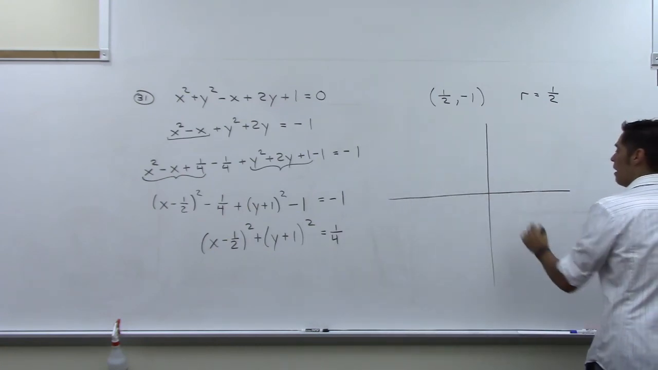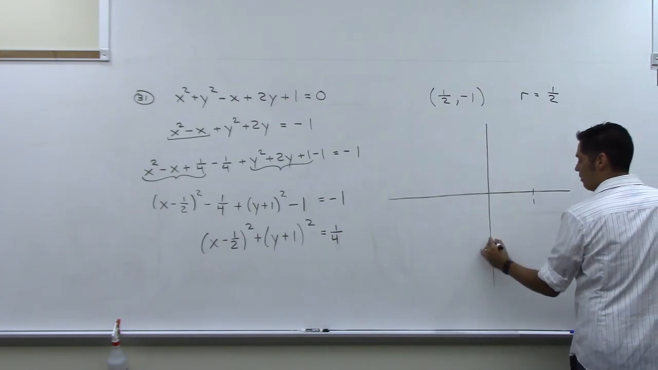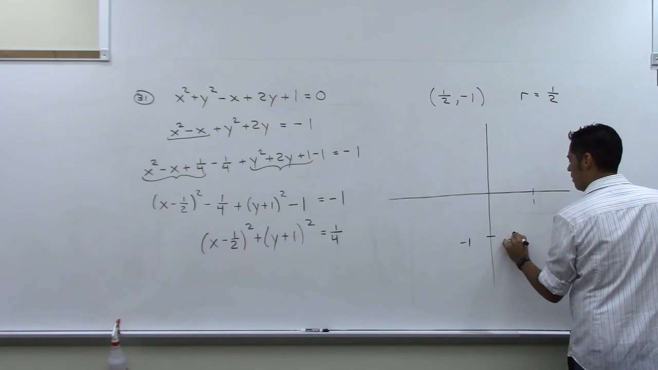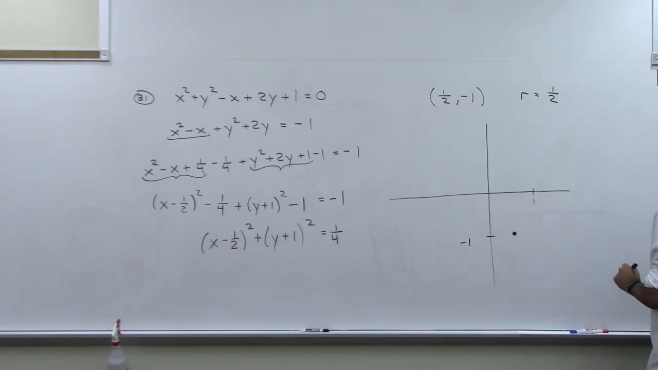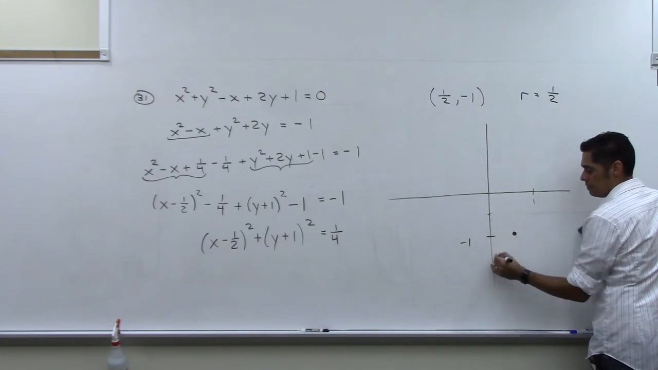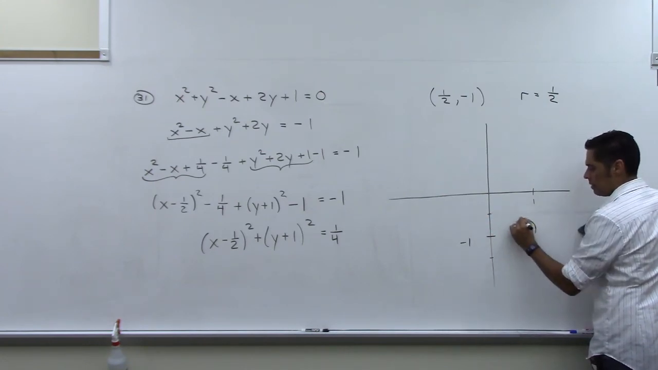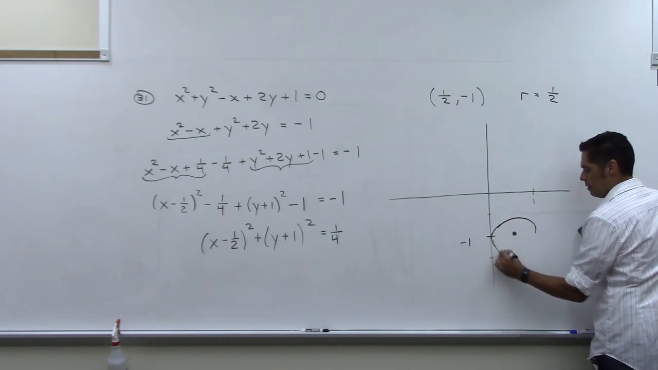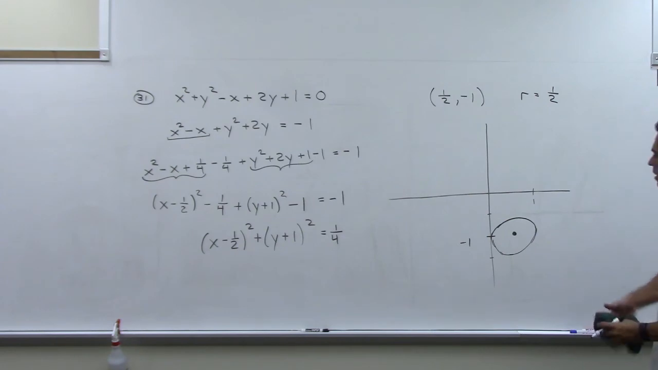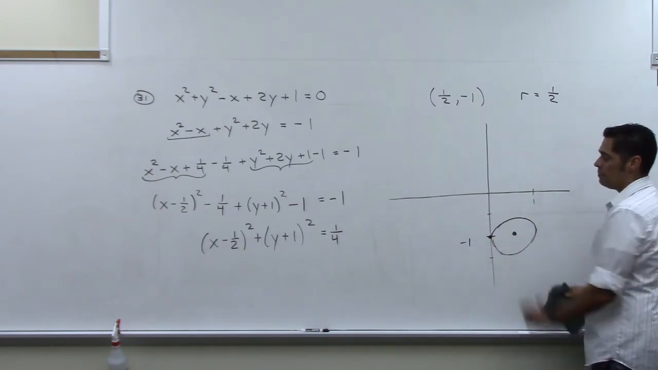All right, so I'm going to go out, let's say this is 1. I'm going to go out 1/2 and go down 1. 1/2 and down 1. There we go. And then our radius is 1/2. So here's 1/2, here's 1/2, 1/2. So it's just going to go like this, right there. Looks like we don't have any x-intercepts, and it looks like we might have one y-intercept.